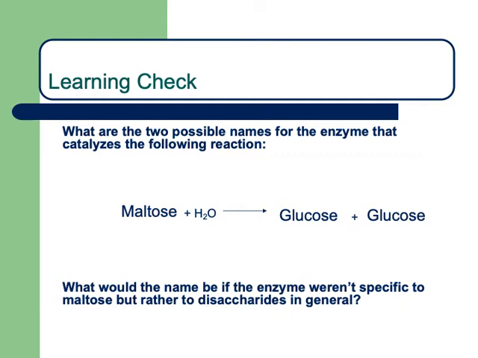If the enzyme was not specific to maltose, but to any disaccharide in general, it would be called disaccharide hydrolase. So we have maltase as the enzyme based on the first naming strategy, or based on the second strategy, which is naming the reaction, we would have maltose hydrolase. If it was to disaccharides in general, it would be a disaccharide hydrolase.